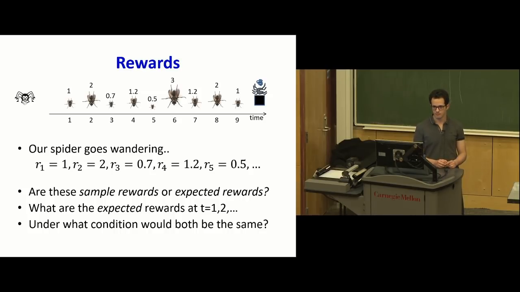If there's only one fly in each corner, each corner has a fly with just one size. Then this is pretty much what you're going to get every time. In which case, the expected and the sample reward are the same. Yeah, so the distributions are delta. In terms of formalism, it's when the rewards are deterministic, or if the probability distribution is a delta. It's the same thing.